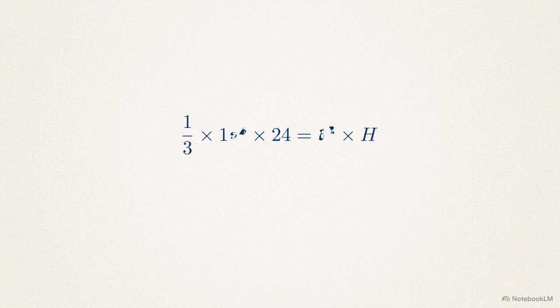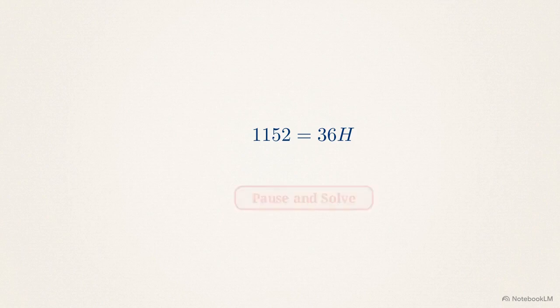Moving to the radii, 12 squared becomes 144. 6 squared becomes 36. On the left, 1/3 of 144 is 48. When we multiply 48 by 24, we get 1,152. The equation is now 1,152 equals 36h. Removing the constants has left us with this final step.